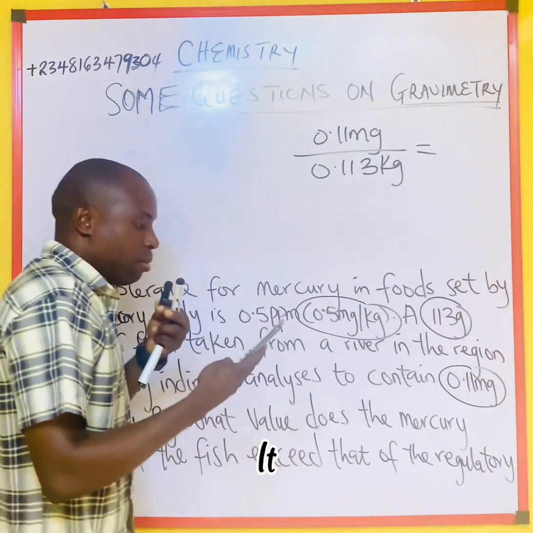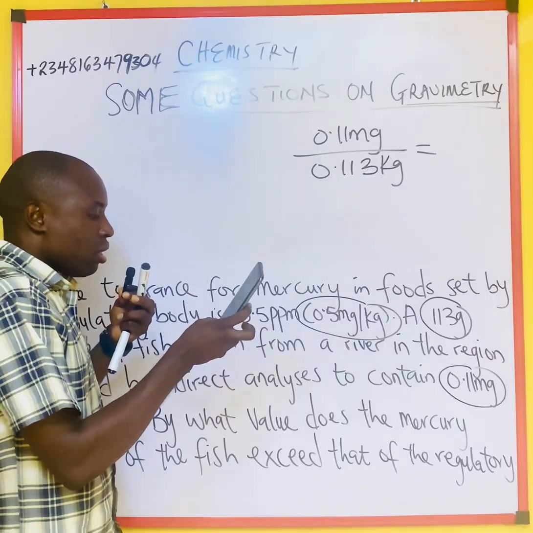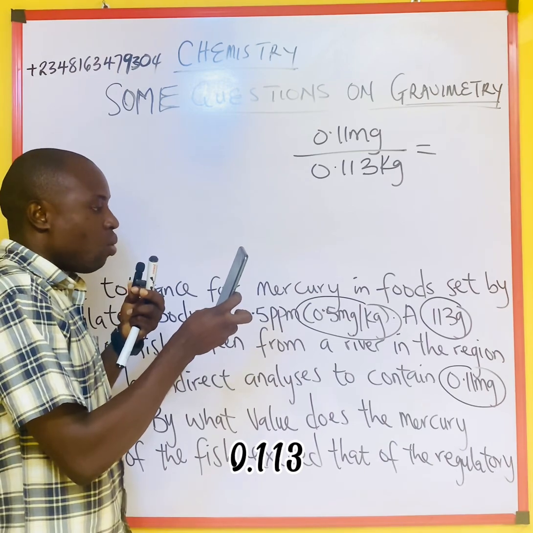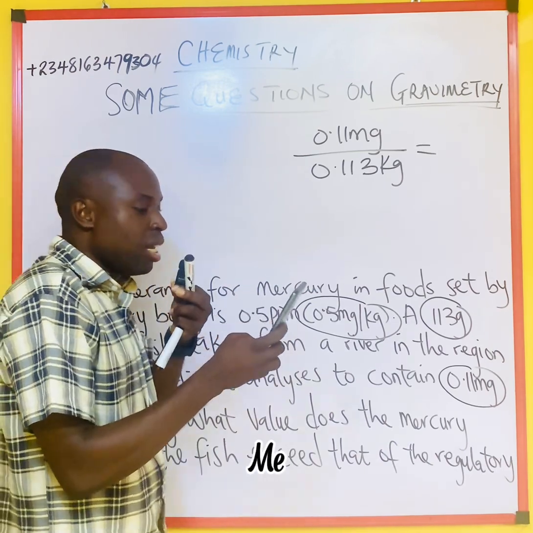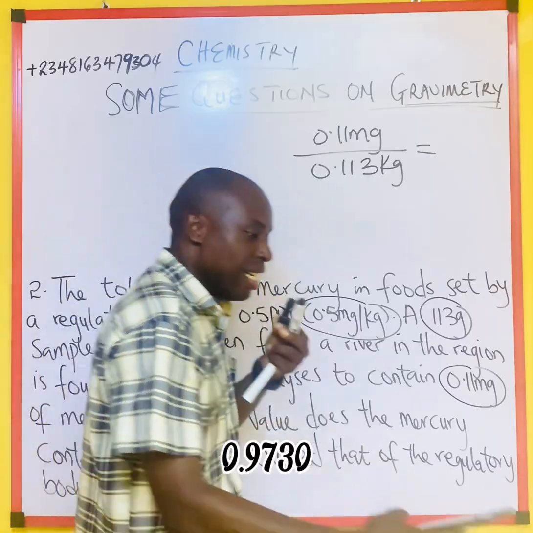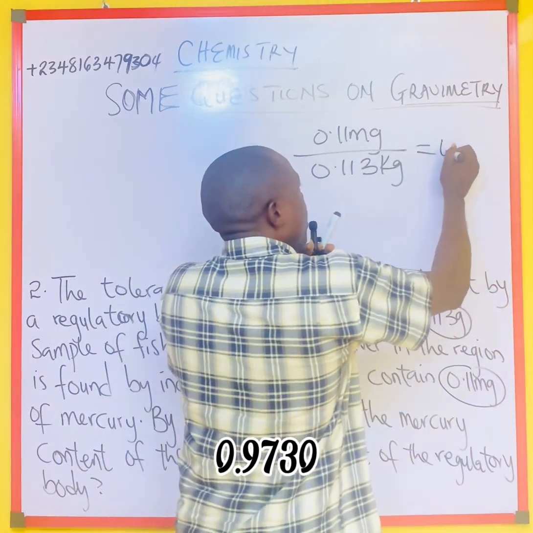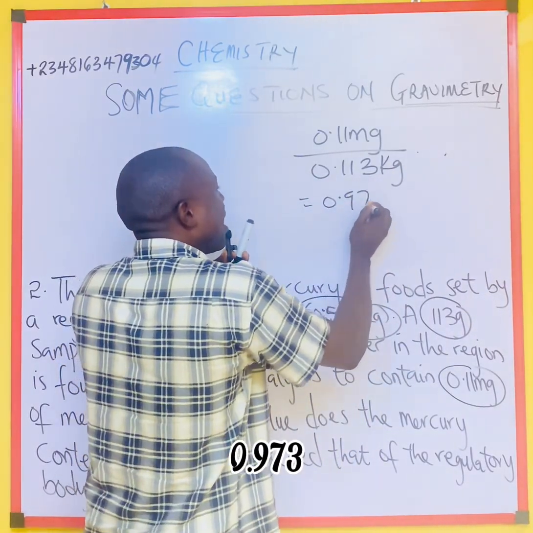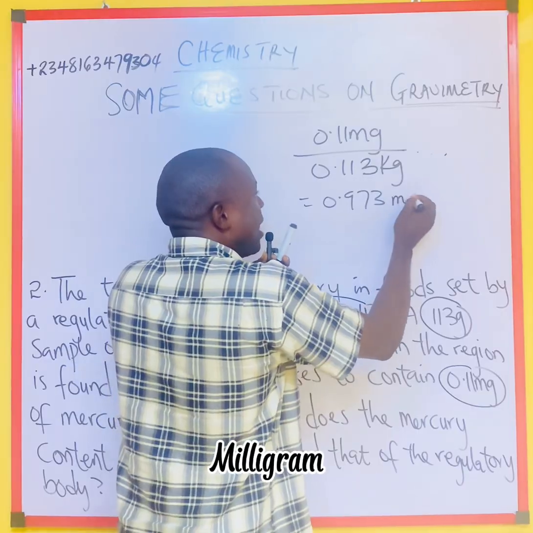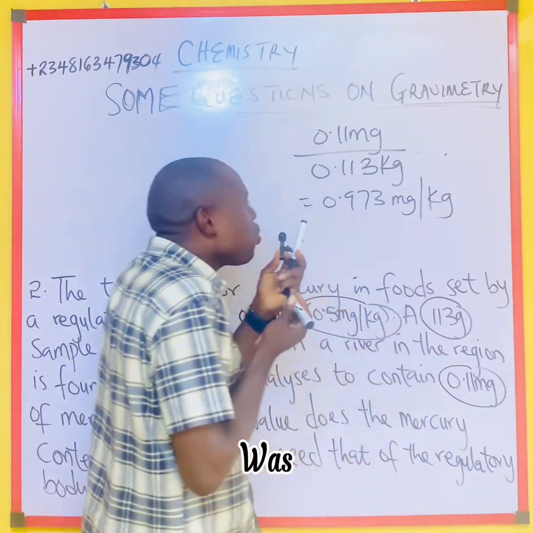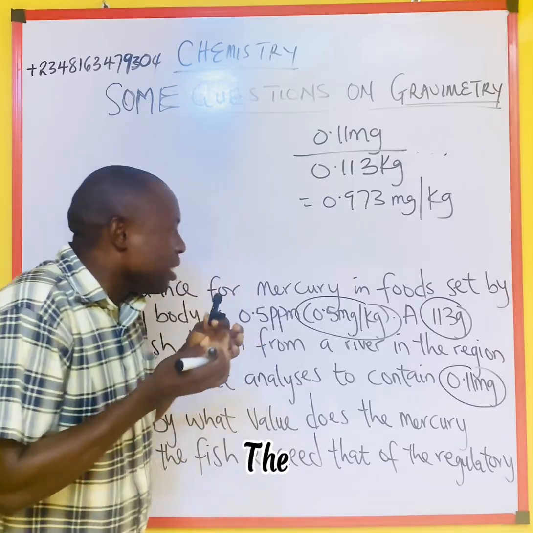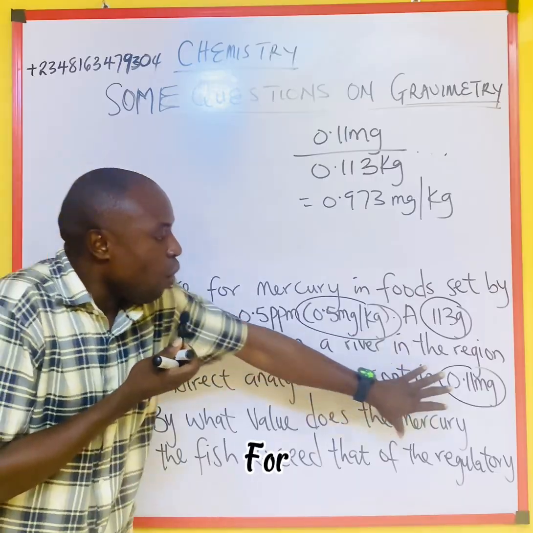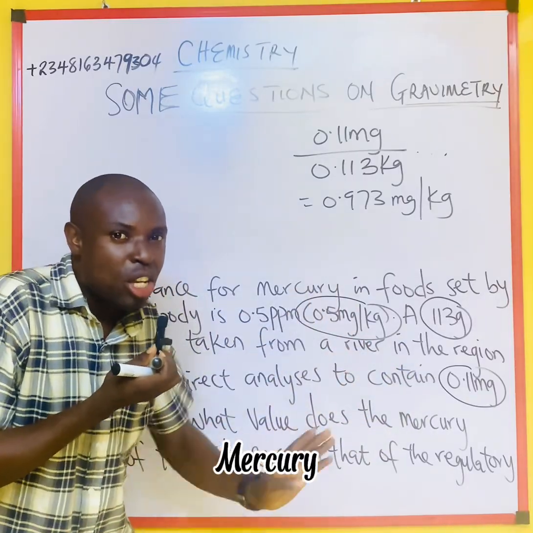So when I divide, you find out that it is very, very simple. I divide 0.11 by 0.113, and it gives me 0.973. Let me write it here. So 0.973 milligram per kilogram. This was what I got as the parts per million, the milligram per kg for the fish mercury determination.